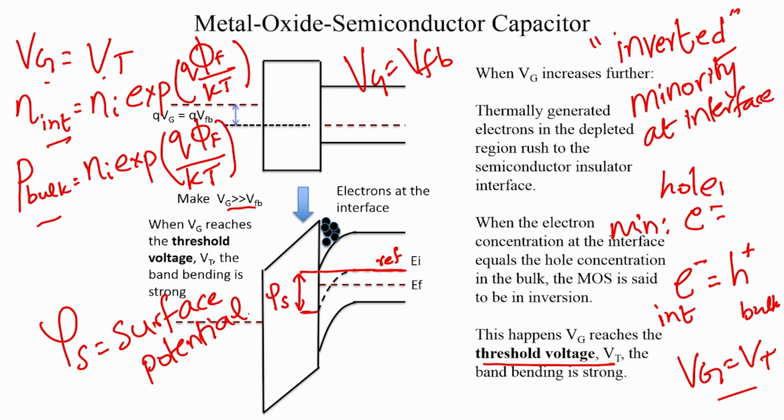So, at threshold voltage, what is the surface potential? The surface potential is going to be 2 phi f, because it is going to be phi f here and phi f there. Okay. So, when surface potential is equal to 2 phi f, your Vg is equal to your threshold voltage. This is a very useful term to remember, because we will keep referencing this particular term.